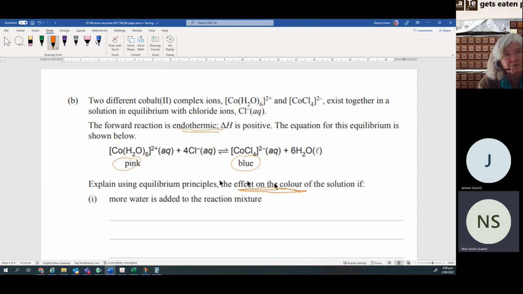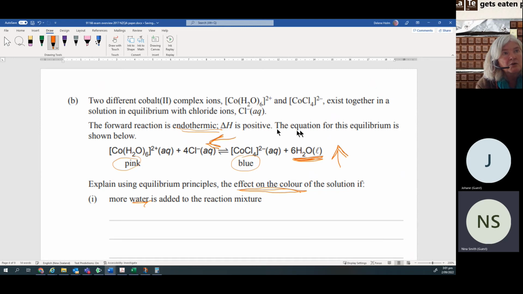So you've got to talk in terms of Le Chatelier's principle. So here, for instance, more water is added. So I am increasing this amount. So by Le Chatelier's principle, if I'm adding a stress, the system is going to change to remove that stress. So the equilibrium position is going to shift towards the reactants. It'll shift towards the left. So my solution will turn pink when I add the water.